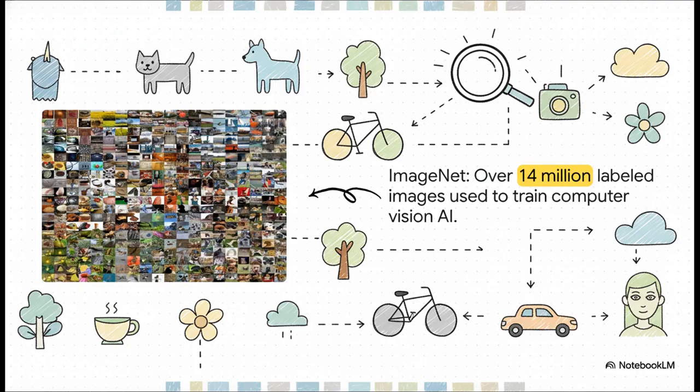And to give you an idea of just how massive this unstructured world is, take a look at this. This is just a tiny glimpse of the ImageNet dataset. That's over 14 million images, every single one of them labeled by a human. This is the kind of stuff that's been used to train some of the most powerful computer vision AIs we have. Each photo is one piece of unstructured data. The scale is just mind-boggling.